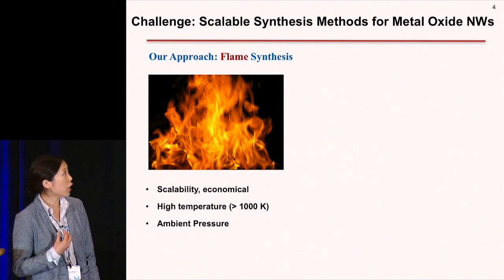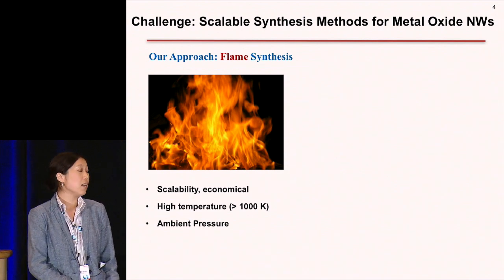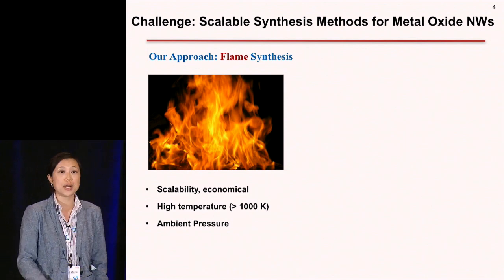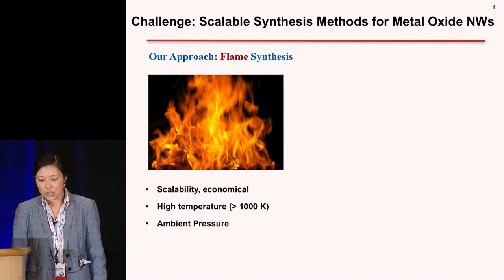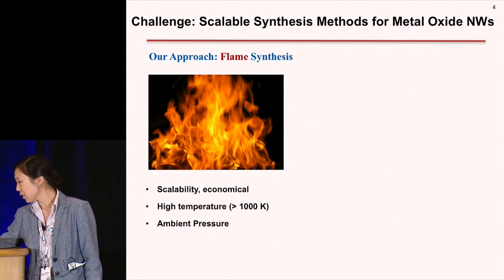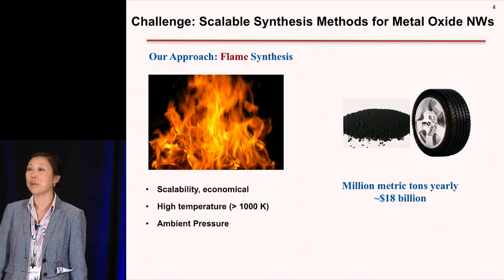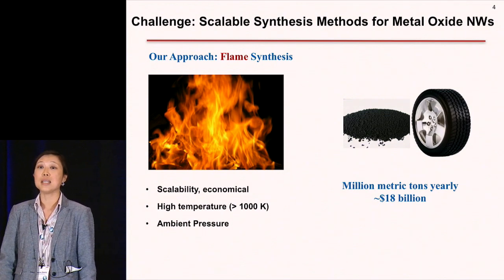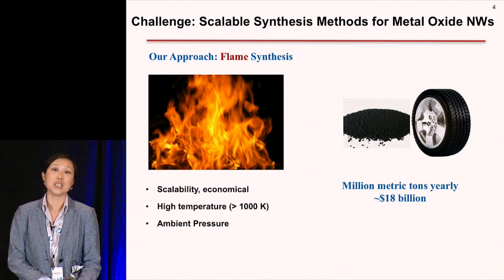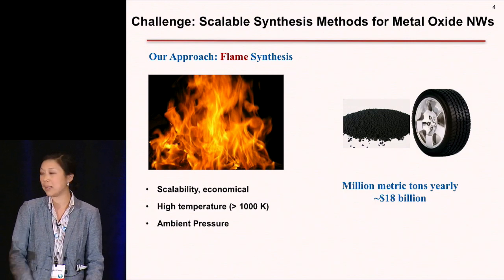My tool, going back to my roots in combustion, is to use flame as a reactor to synthesize them. Flame is very cheap and scalable, has high temperature, and operates at ambient pressure. You may not know it, but all of you own products from flame synthesis. Like the tire, carbon black is made by flame synthesis, so anything rubberish contains flame-made material. Flame-made material annual production is almost $20 billion, a huge market that shows the scalability.